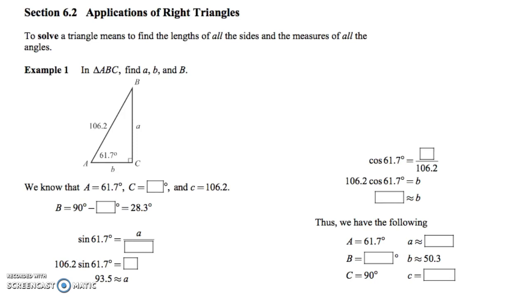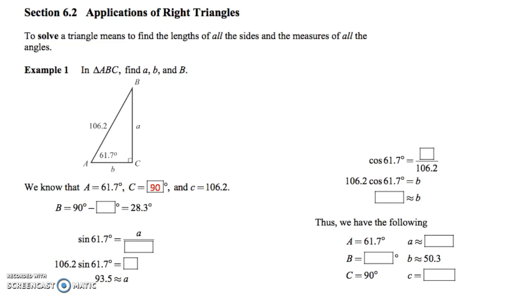Typically, the little letters represent sides, and the big letters are going to represent angles. And if you notice, side A is opposite of angle A, side B is opposite angle B, and side C is opposite angle C. We do know some information from our triangle. We know that angle A is 61.7 degrees. We know that angle C is 90 degrees.